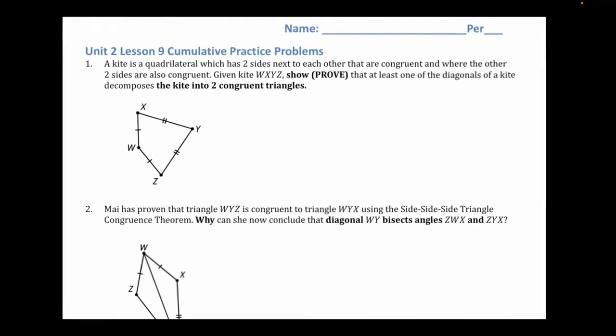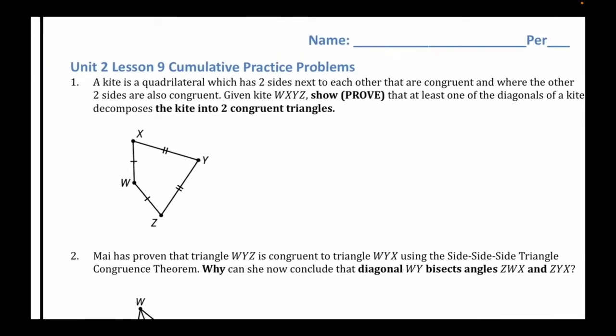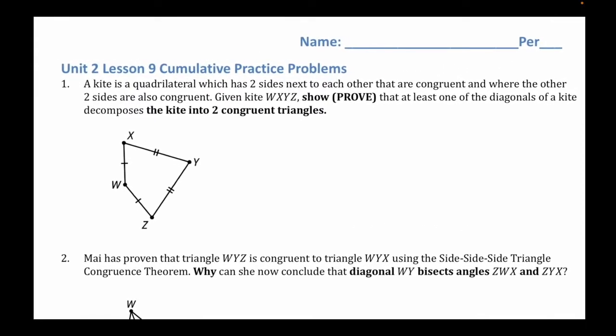So this first question is about a kite. So let's look at this kite. A kite is a type of quadrilateral. It has two sides next to each other that are congruent, and then the other two sides are also congruent.